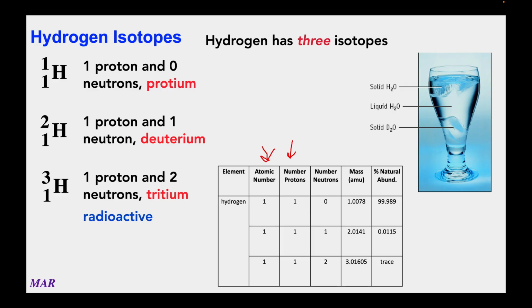So hydrogen-1 is called protium. It has 0 neutrons to it, all right? Because remember, top number minus bottom number equals number of neutrons, basically. Protium has no neutrons. And most of hydrogen, i.e. 99.989% of it, is this protium. This is the water we drink, the ice cubes, etc., etc.